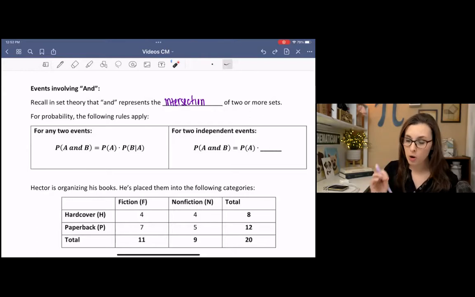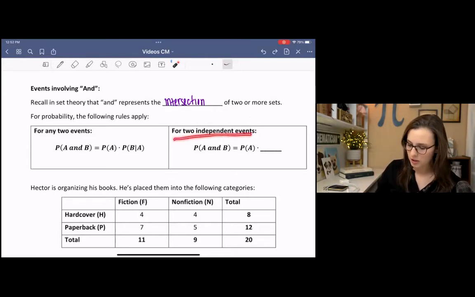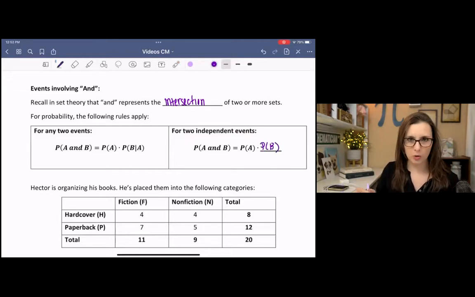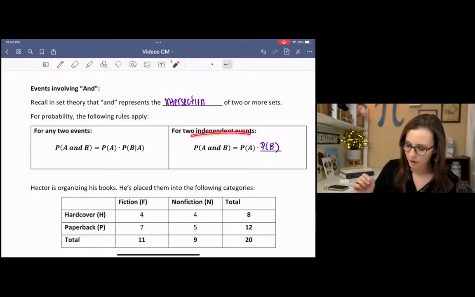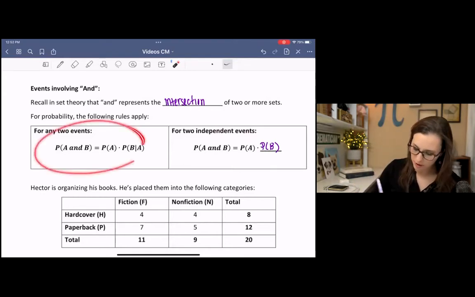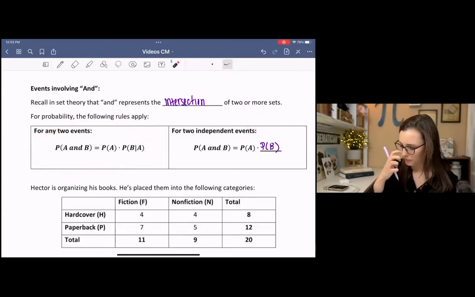And then if you know that the two events are independent, then you can just multiply the probabilities of each event together. You don't have to worry about conditional. I talked about independent events in my last lesson with conditional probability, so if you need to go back and view that, go for it. But this is kind of your fail-safe, and then this is if you know it's independent.